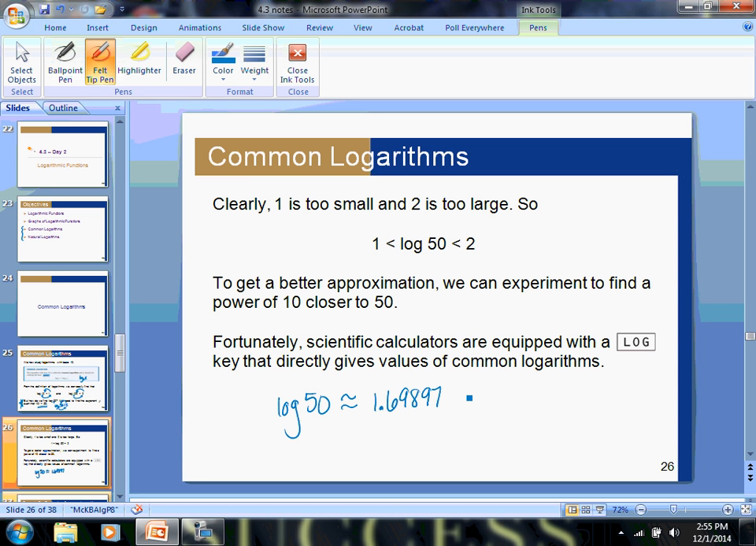So if you were to see that type of a problem in homework or on quizzes or tests where it says to explain or evaluate it without using a calculator, that's what we're looking for, okay? So you'd need to say 10 to the first power is 10 and 10 to the second power is 100. So I know that if I want 10 to some power to be equal to 50, it would have to be between 1 and 2.